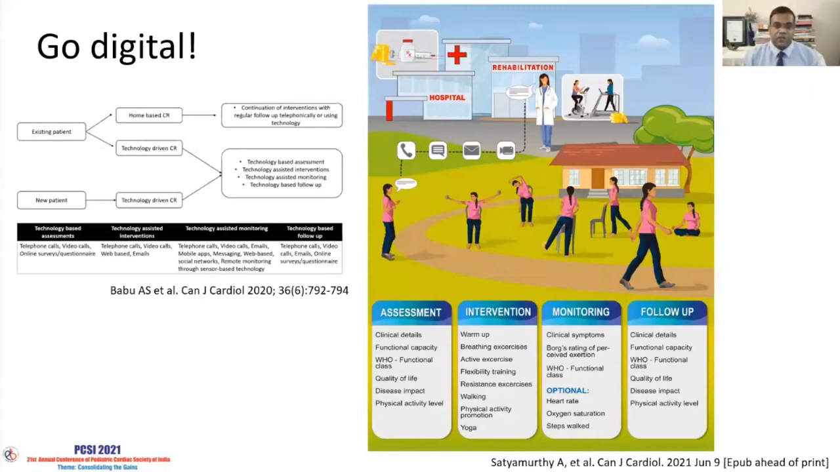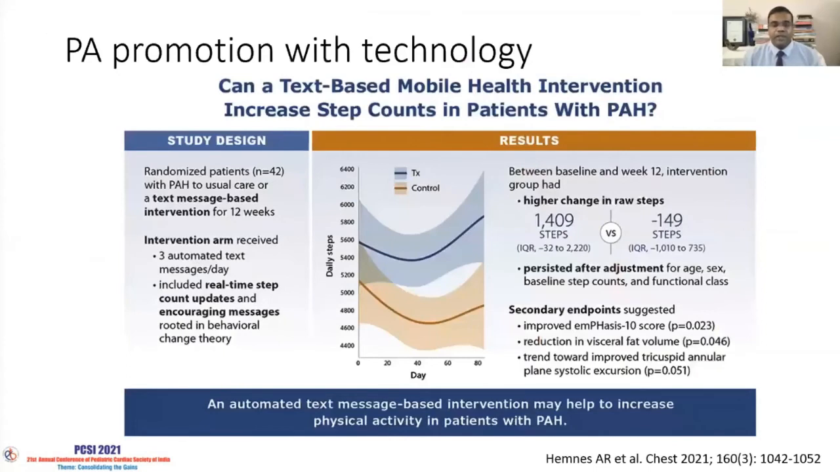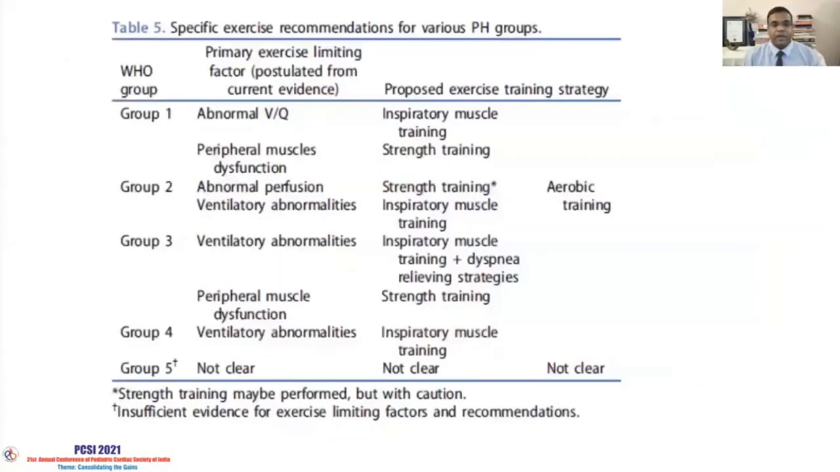So assessments with video calls, phone calls, WhatsApp calls, intervention through sharing of videos on WhatsApp or YouTube links, or even post or email the exercises to them. And monitoring can be done through regular telephonic calls and follow-up as well. With the incorporation of technology into physical activity promotion, a recent paper published in Chest earlier this year found that text-based interventions using short service messages are useful to promote physical activity in those with PAH. And they did improve the number of steps they walked, as well as other functional outcomes.